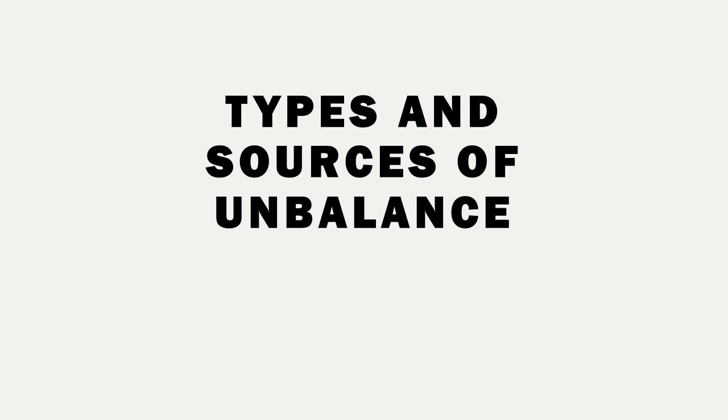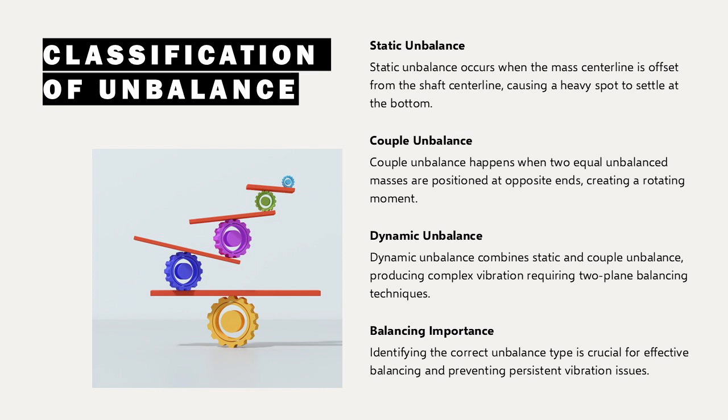Classification of unbalance, manufacturing-related causes of unbalance. Unbalance in rotating machinery is commonly classified into three main types: static, couple, and dynamic unbalance. Static unbalance occurs when the mass centerline is offset from the shaft centerline, causing the rotor to settle with a heavy spot at the bottom when stationary. Couple unbalance arises when two equal unbalanced masses are positioned at opposite ends of the rotor, creating a rotating moment without a net static force.